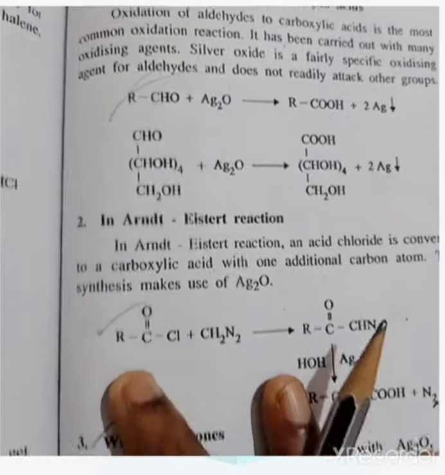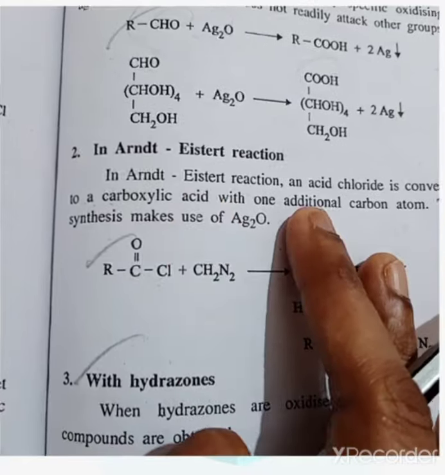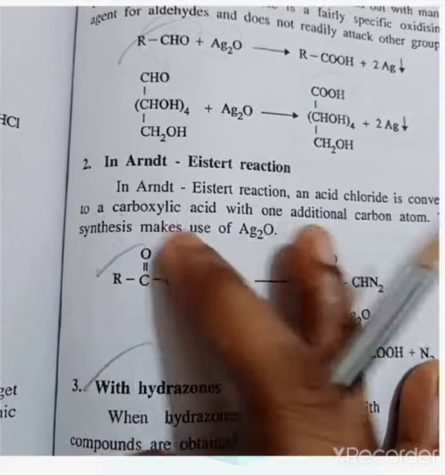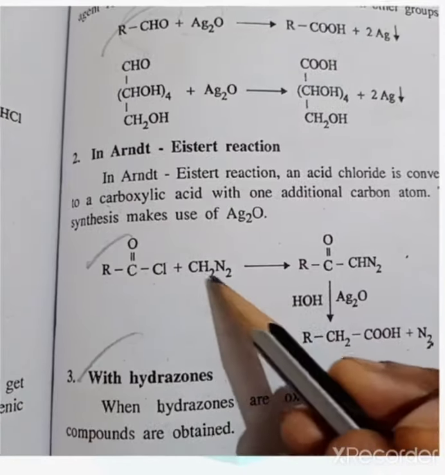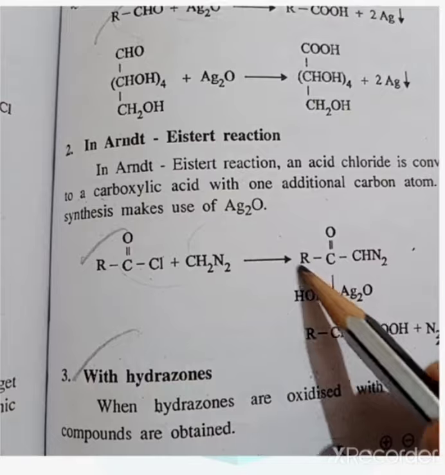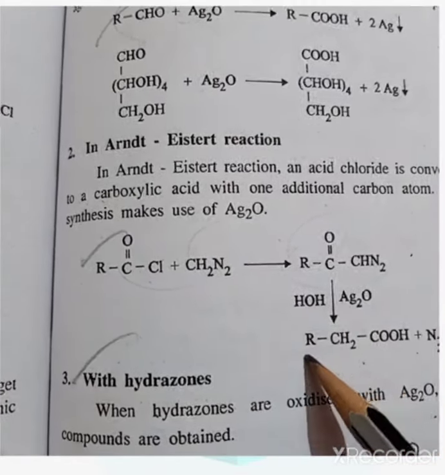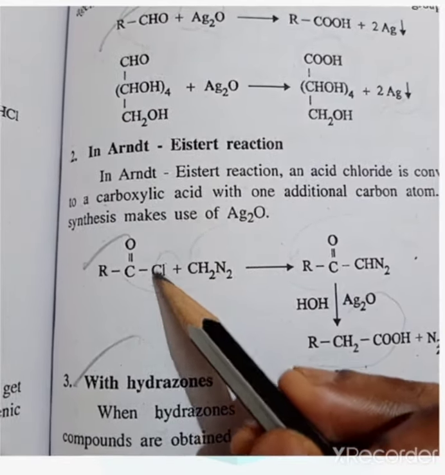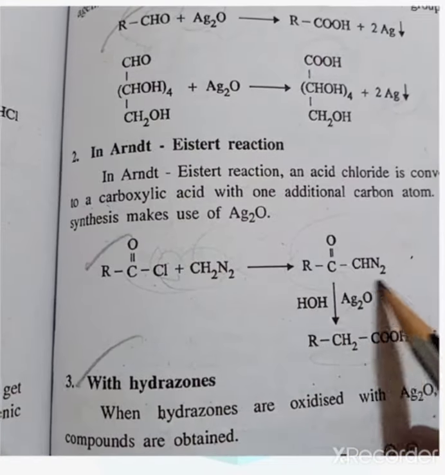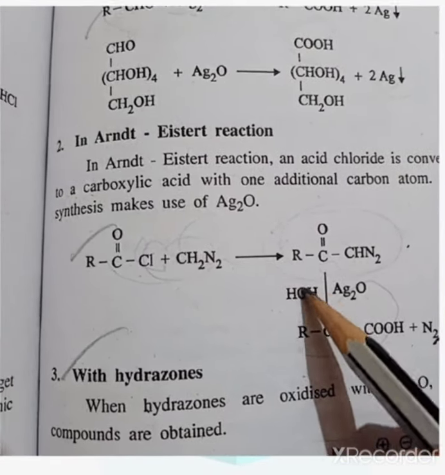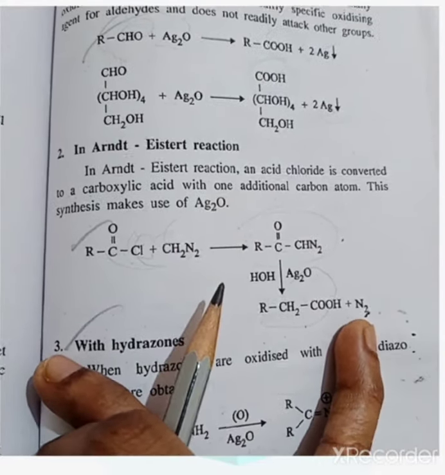Okay, again the Arndt-Eistert reaction. Okay, it was discovered by Arndt and Eistert. Okay, acid chloride is converted into carboxylic acid. Here the acid chloride, okay, it contains the amine group. Amide, okay, it is converted into amine. Okay, carboxylic acid with additional carbon atoms, it is converted into acid. Okay, so here the Cl will be removed. Here the HCl will be removed in this reaction. It is formed as an amine. Okay, so it undergoes hydrolysis. It forms acid and N2 will be replaced in this reaction.